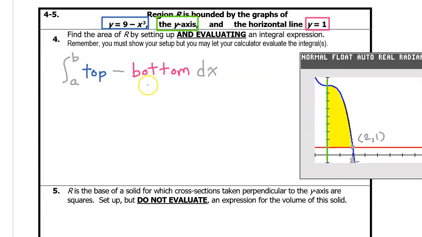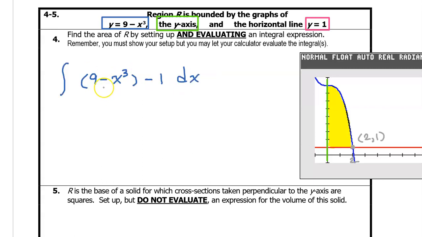So here is the region R for which we need to calculate the area. We can calculate the area by integrating with respect to x if we integrate the top function minus the bottom function. So here is the top function minus the bottom function. From left to right, region R goes from 0 to 2, so we will integrate from 0 to 2. This is an expression for the area of region R. We could evaluate this by hand without too much trouble, but since we are allowed to use our calculator, let's just type it in.